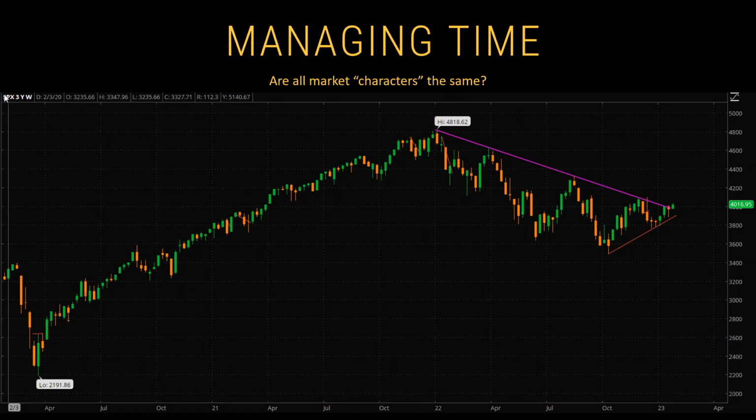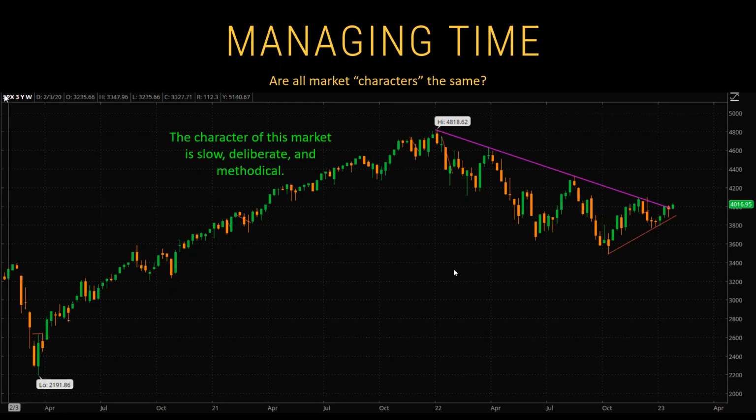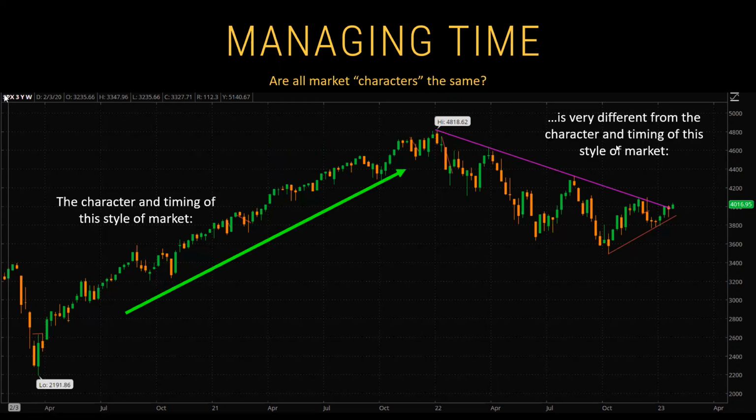Can you see the difference between the market in late 2020, all the way through 2021, versus 2022? Big difference, right? So the character and timing of this style of market, when we're in what's called a quiet and trending character, is very, very different from a volatile and trending market to the downside. This style of market, again, is called volatile and trending. Very, very volatile, very quick, very sharp trends with this one. And every corrected market is going to look basically the same thing.